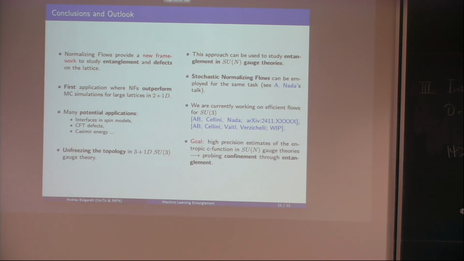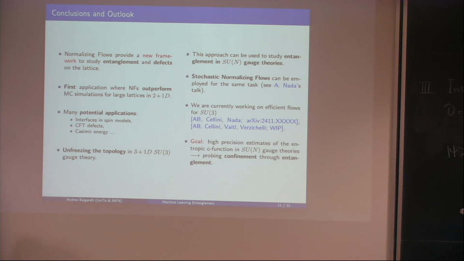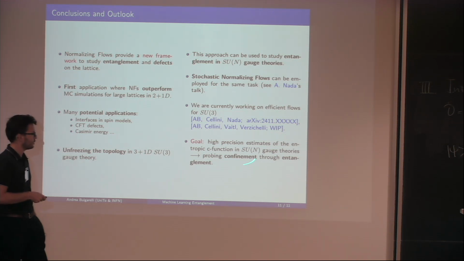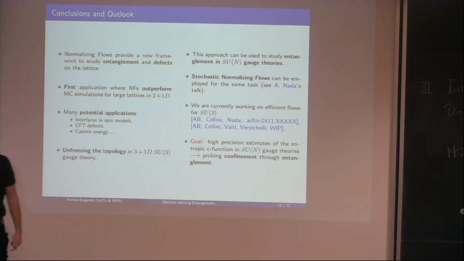So to summarize, with this idea of machine learning with defects we provided a new framework to study entanglement, but also other possible defects. Here I listed some of the potential applications. I will skip that for the sake of time, but let me just say that the idea is now to study really the entanglement in SU(N) gauge theories. We are designing quite efficient flows to tackle SU(N), SU(3), but also SU(N) gauge theories in 3 and 4 dimensions, and the goal is really to see this prediction and how they interplay between confinement and entanglement. Thank you for the attention.